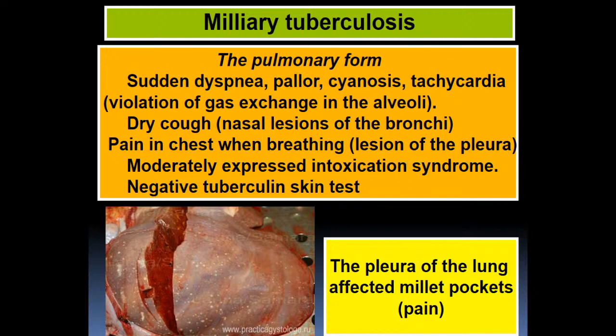On this photo, you can see a macro preparation. The pleura of the lung is affected by millet foci.